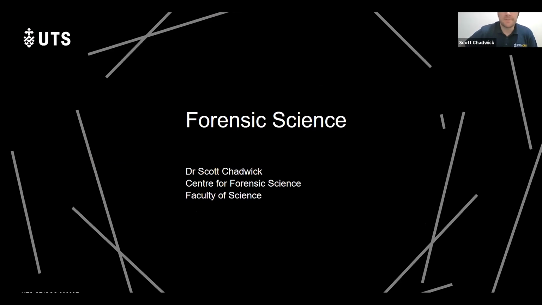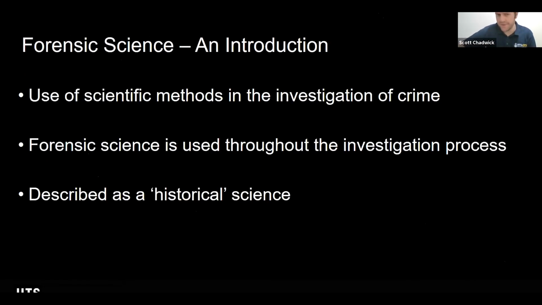Hi everyone, my name is Dr. Scott Chadwick and I will be talking to you about forensic science. So first of all, what is forensic science? Well, forensic science relates to the use of science and the scientific method to assist in the investigation of crime. Now, forensic science is a very broad area that covers a whole range of different disciplines, and I'll go through some of those disciplines a bit later in the talk.